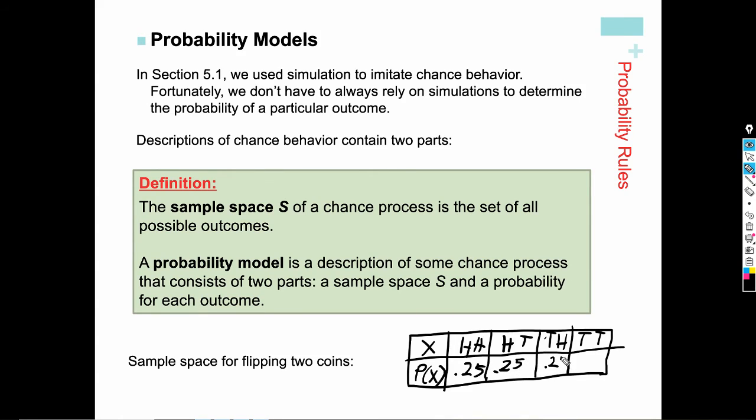So this is what a probability model looks like. You have the outcomes listed at the top, and you have the probability of each thing happening listed at the bottom.